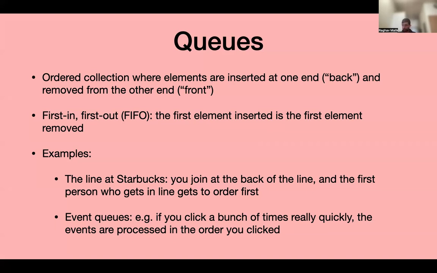So that's a queue. Also, event queues, right? They're called queues for a reason, right? If you click a bunch of times really quickly, the clicks get processed in the order that you clicked them, because they get queued into this event queue, and then they get dequeued out of the event queue. Anyway, queues are good for things where you want to preserve the order.